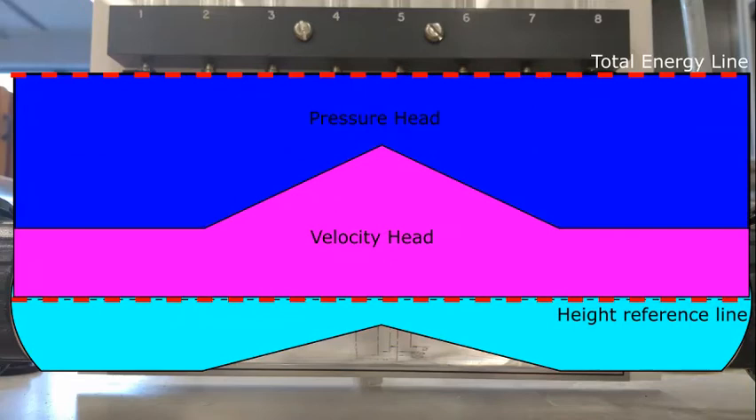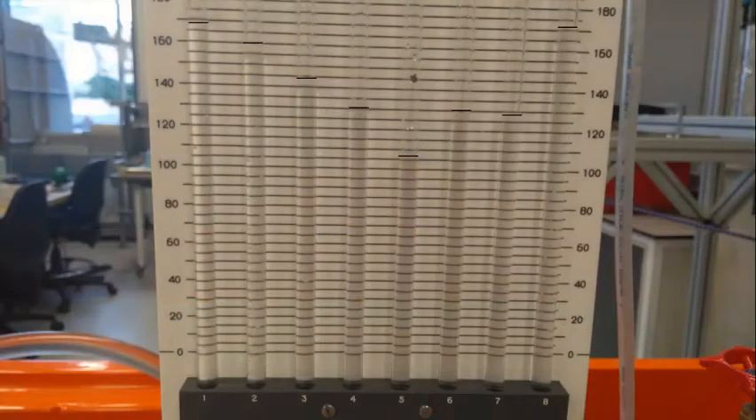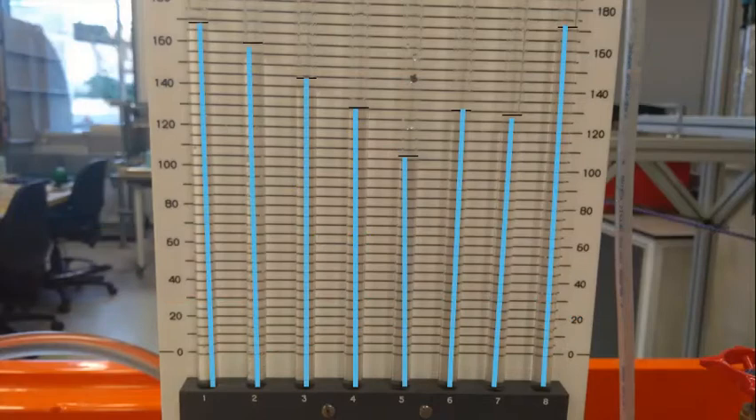And we can clearly see the pressure head component is much smaller during the constriction, and we would expect this trend to be displayed on our piezometer readings. However, although we do see a clear drop in pressure towards the middle during the constriction, we don't quite see the symmetrical set of values we might have predicted from Bernoulli's equation.